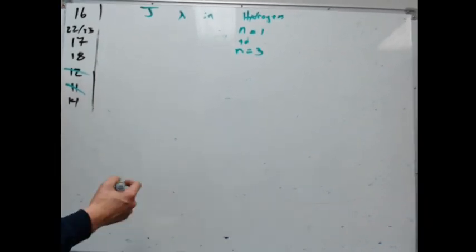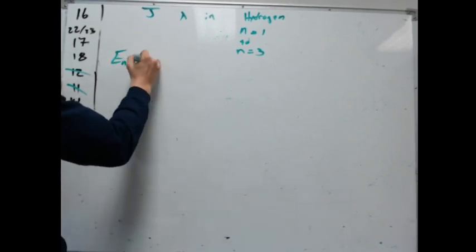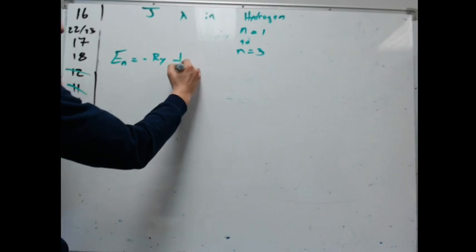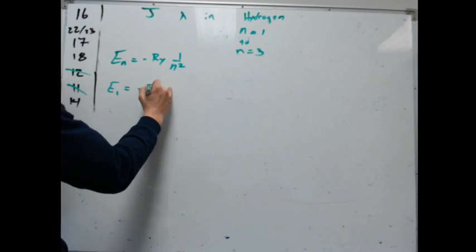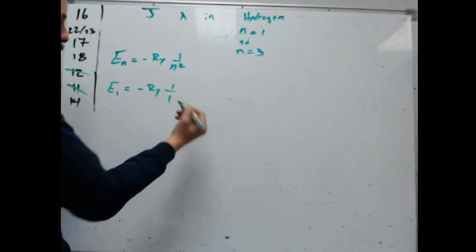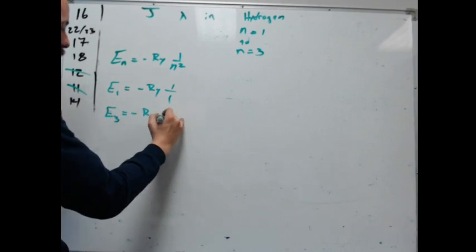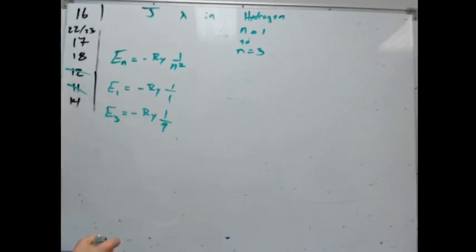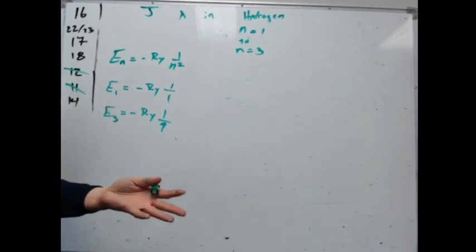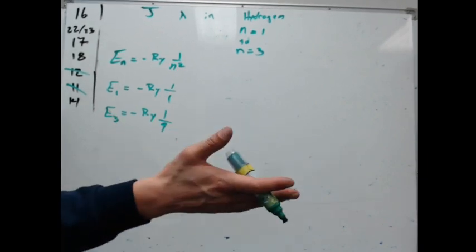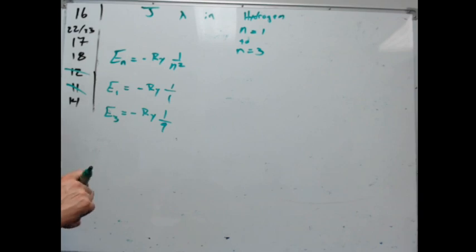So we can do this just using the equation that we learned in class last time, where we've got En equals negative Rydberg constant times 1 over n squared. And we can say E1 is equal to negative Rydberg constant times 1 over 1. And E3 is equal to negative Rydberg constant times 1/9. Take the difference between the two, and that's going to give us the magnitude, which is going to give us the energy of the photon. Because for the photon, it's just magnitude. For the atom, it's direction. So it's final minus initial.